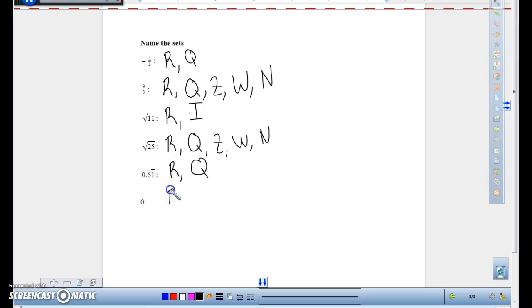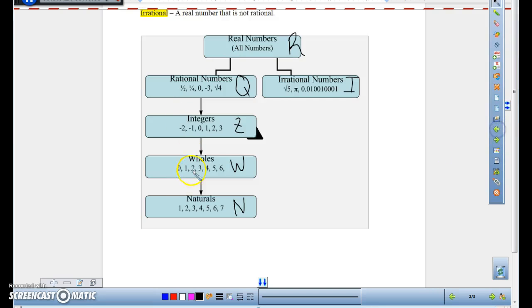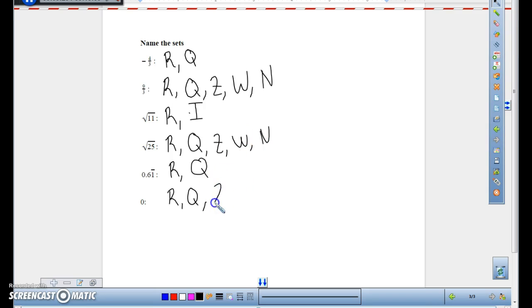0. 0 is a real number. 0 can be written as a fraction, so it's a rational number. And then if you go back, 0 is in integers and it's in whole numbers, but it's not in the naturals. So we do Z and we do W, and then that would be all of our classifying our numbers. We have classified all of those.